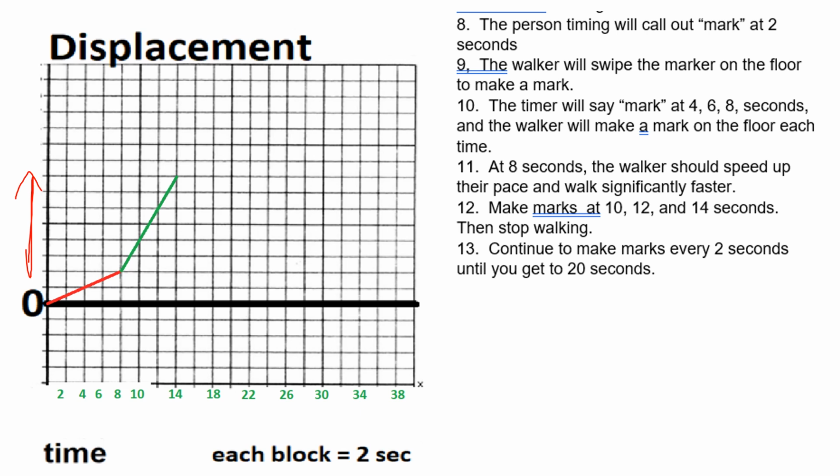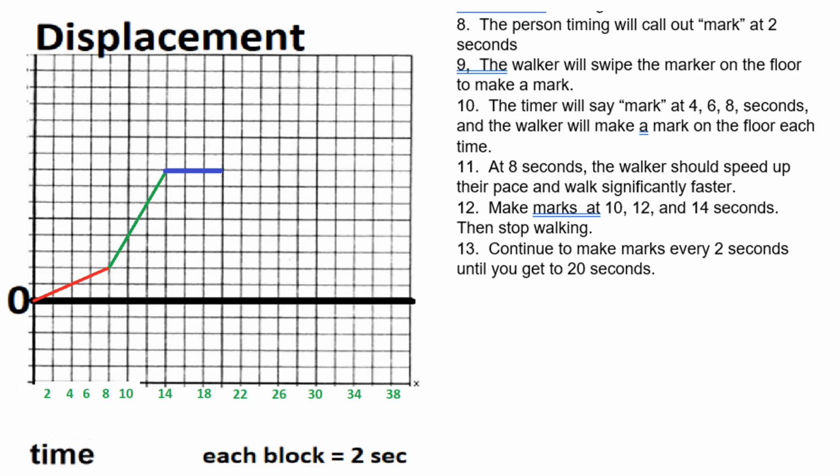Well, once you got to 14 seconds, it said, stop walking. Stop walking. And this is where you guys fell down on the lab procedure. You didn't read this. You stop walking, but you continue making marks until you get to 20 seconds. Obviously, those marks have the same displacement. They're the same distance because you're not going anywhere. Your graph has a little flat top to that.